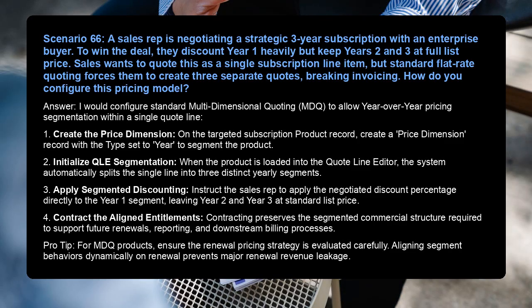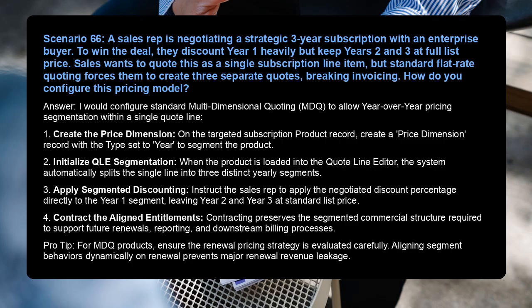Scenario 66. A sales rep is negotiating a strategic 3-year subscription with an enterprise buyer. To win the deal, they discount year 1 heavily, but keep years 2 and 3 at full list price. Sales wants to quote this as a single subscription line item, but standard flat rate quoting forces them to create 3 separate quotes, breaking invoicing. How do you configure this pricing model?